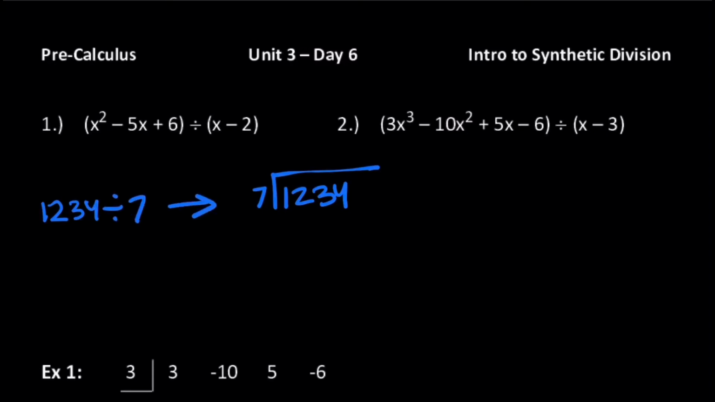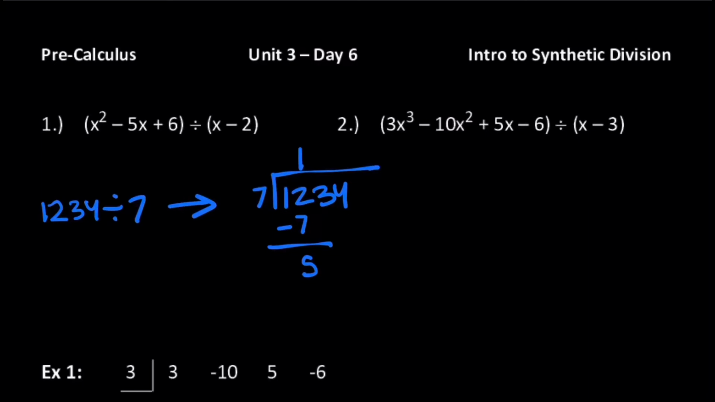So I would create this long division box, and what I would do first is I would ask myself, how many times does 7 go into 12? Well, that answer is 1, so I put a 1 up top. Then what I do is I multiply those two. So 1 times 7 is 7. What comes next is subtraction. 12 minus 7 is 5.